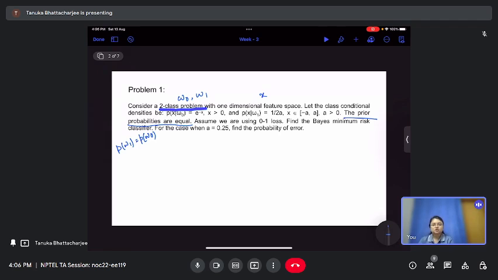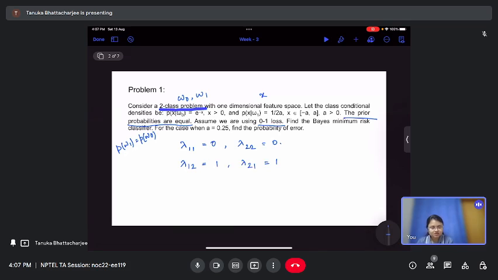Now we are asked to assume that we are using a 0-1 loss. So what does 0-1 loss mean? If we correctly classify a sample, then the loss is 0. If we make any mistake, the loss is 1. So if we write it in terms of the lambda function, the notation we use for the loss, lambda 1 1 will be 0 and lambda 2 2 will be 0, whereas lambda 1 2 is 1 and lambda 2 1 is also 1.